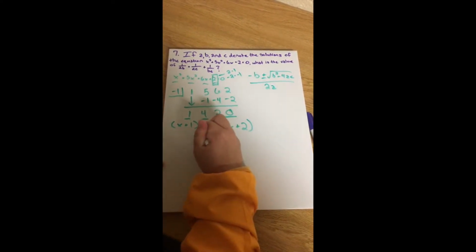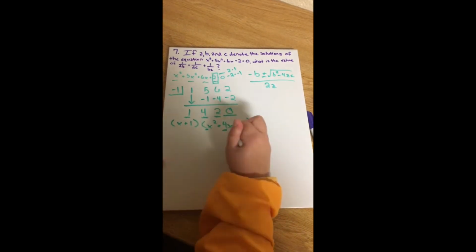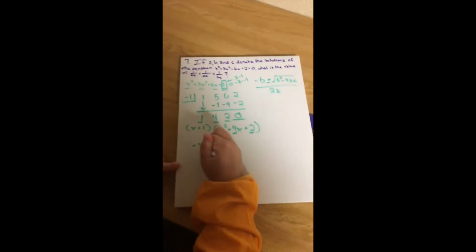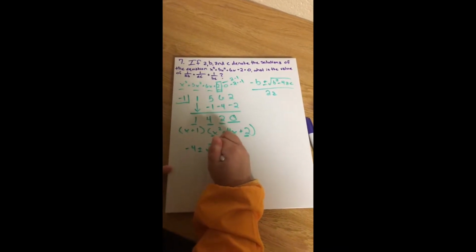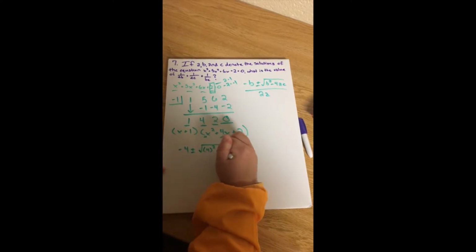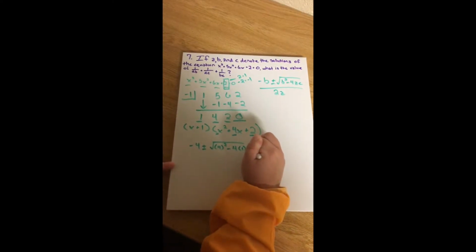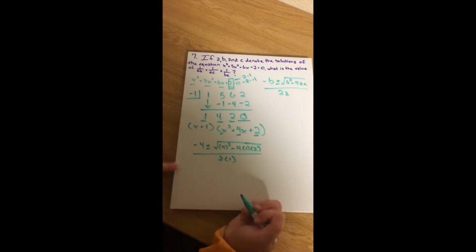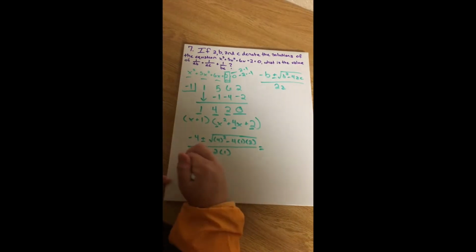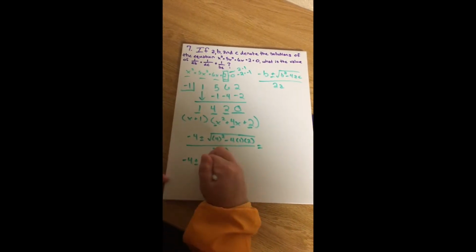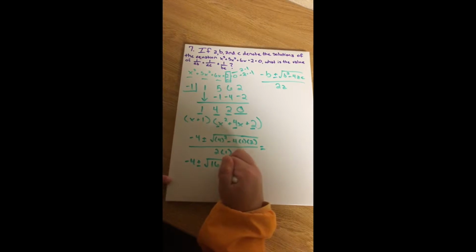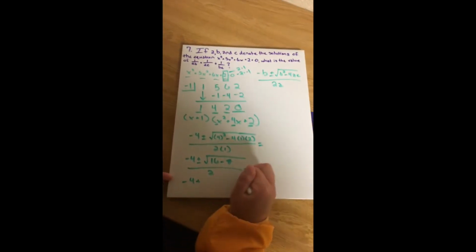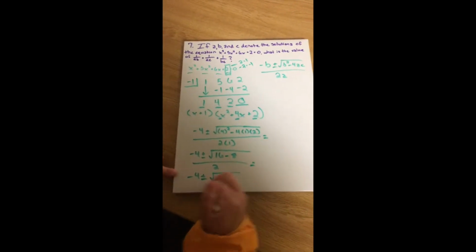And the leading coefficient here is your a, the one here is b, and this one is c. So we'll have negative 4 plus or minus the square root of 4 squared minus 4 times 1 times 2 over 2 times 1. So now you just simplify this and you get negative 4 plus or minus the square root of 16 minus 8 over 2, which is negative 4 plus or minus the square root of 8 over 2.